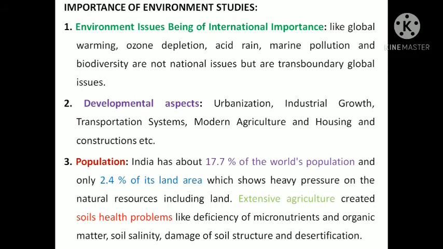Extensive agriculture: for fulfilling the food requirement, we have to do extensive agriculture, which creates a lot of soil health problems like deficiency of micronutrients and organic matter, soil salinity, damage of soil structure, and desertification, etc.